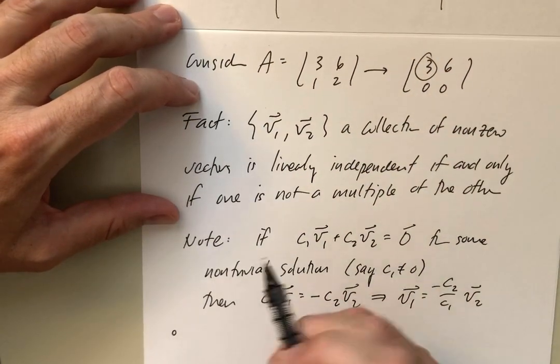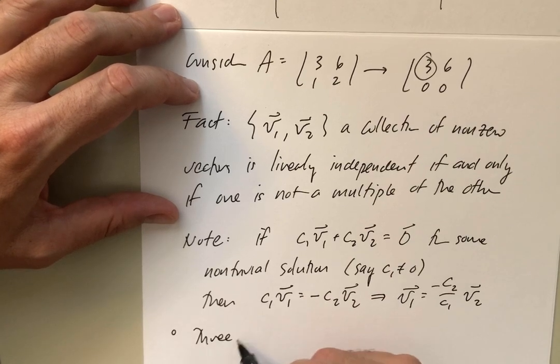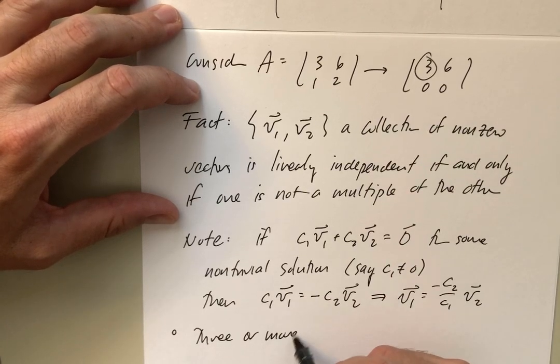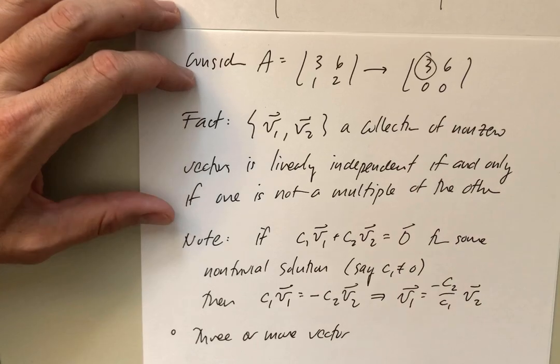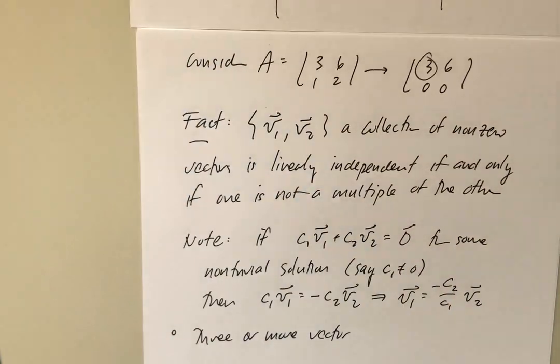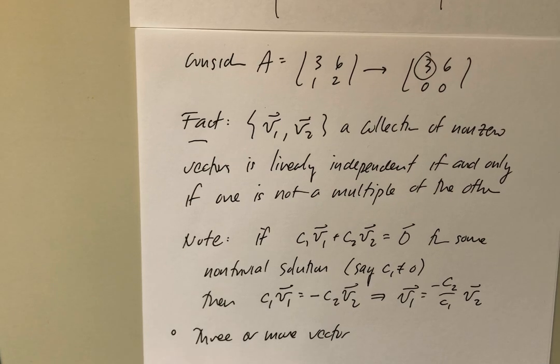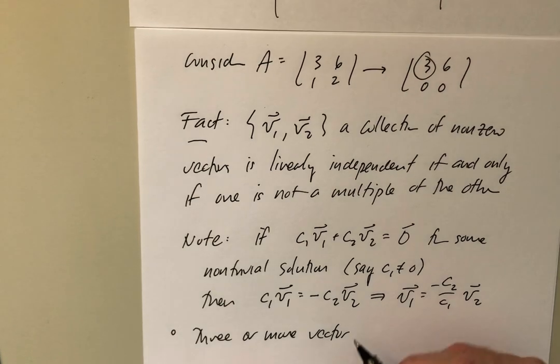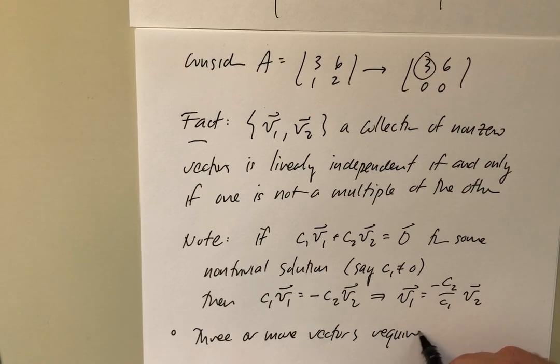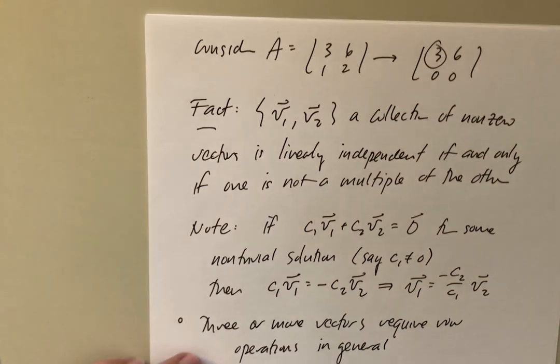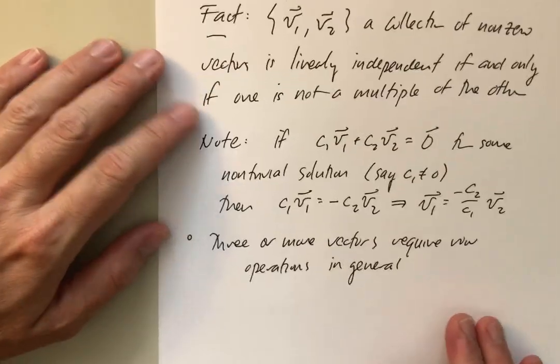It's very nice. Let me just emphasize that we have these nice tricks for the case of one vector and the case of two vectors. But if you have three or more vectors, there are no nice tricks, and this will require row operations in general. Okay, so that's the case of small collections of vectors.